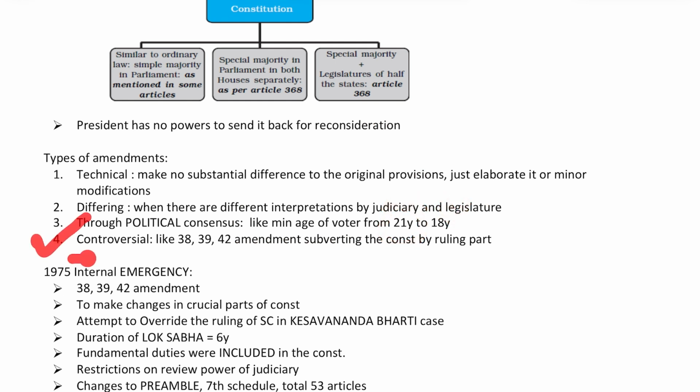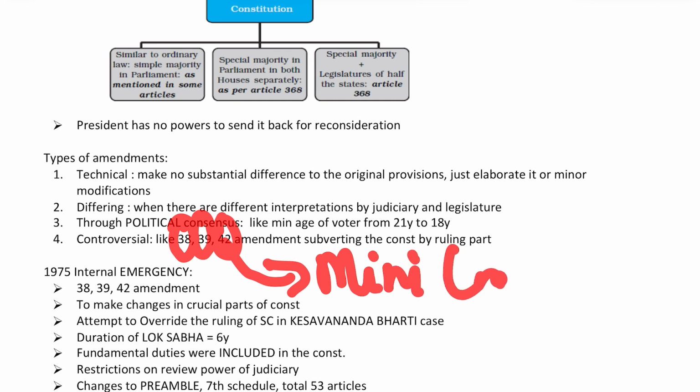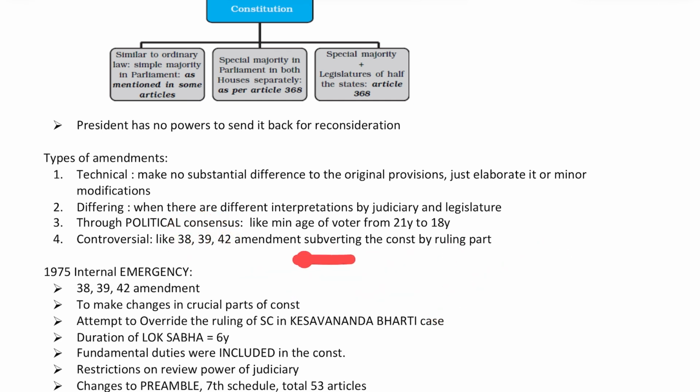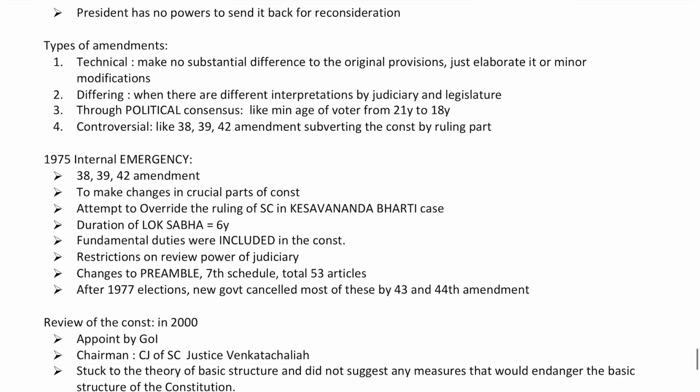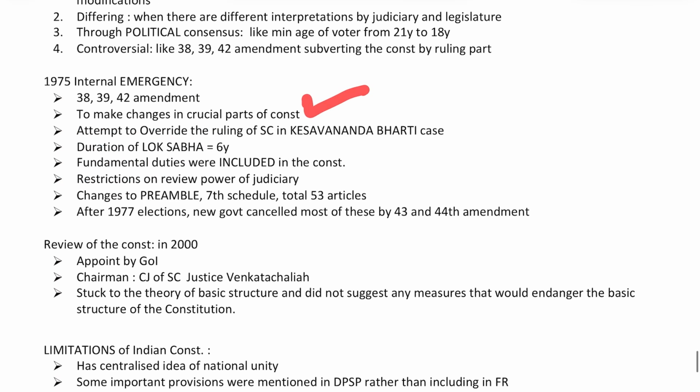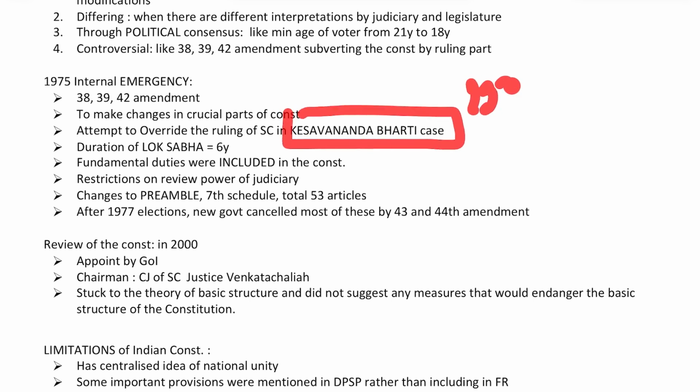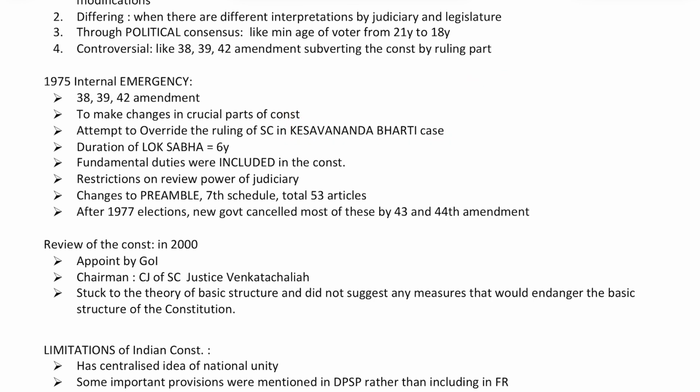Then the controversial ones, like the 38th, 39th, 42nd. The 42nd Amendment Act is basically called the mini constitution, subverting the constitution by the ruling party. Then in 1975, during the internal emergency, it brought the 38th, 39th, 42nd amendments to make changes in crucial parts of the constitution. It aimed to override the ruling of the Supreme Court in the Keshavananda Bharti case of 1973. So this was a landmark judgment from the Supreme Court, and there was an attempt to override it.